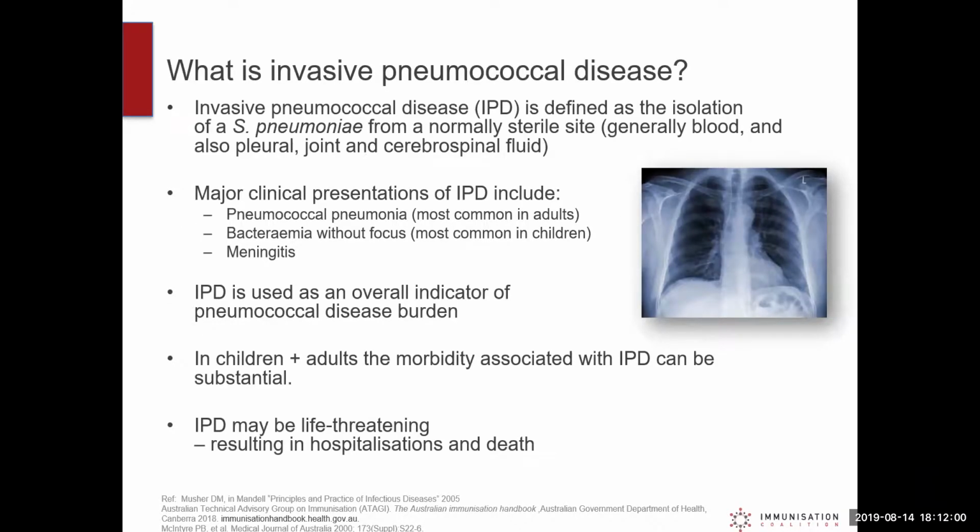So we talked before about what is invasive pneumococcal disease, and like I said, it really is being able to isolate S. pneumoniae from normal sterile sites: blood, joint fluid, cerebrospinal fluid. If you look at the slide there, the major clinical presentation, most commonly in adults, is going to be pneumococcal pneumonia. But in children, it's likely to be bacteremia without focus. IPD can certainly manifest as meningitis, and before we were vaccinating children against pneumococcal disease, it certainly was one of the leading causes of meningitis and deafness in children, bearing in mind that otitis media is the most common presentation in children. So it can be life-threatening.